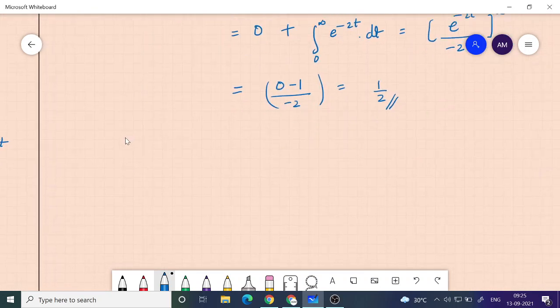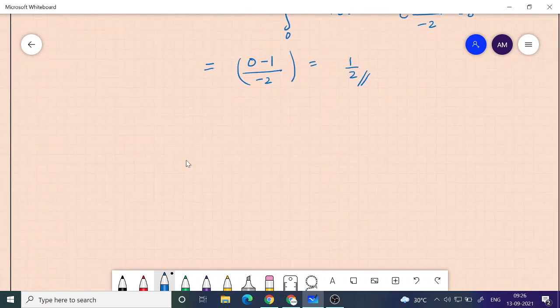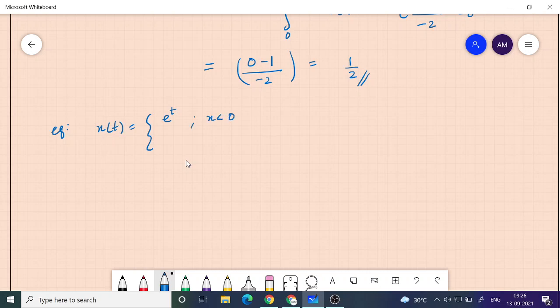Okay, another example, slightly different. x of t is e raised to t for t less than 0, e raised to minus t for t greater than 0.